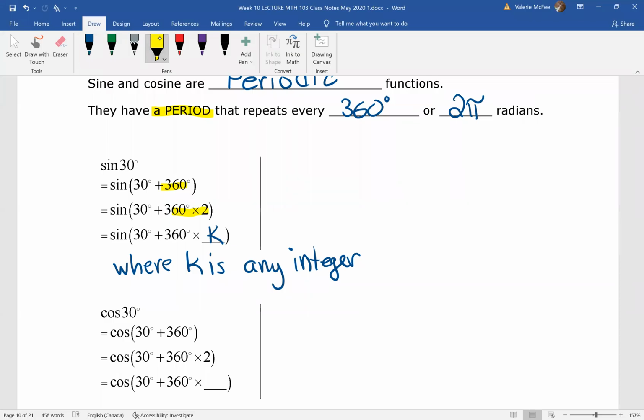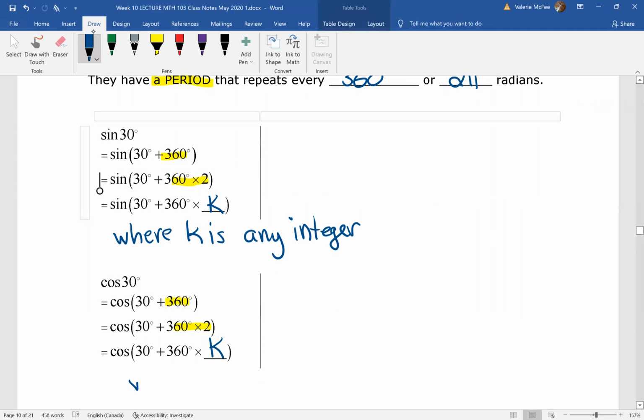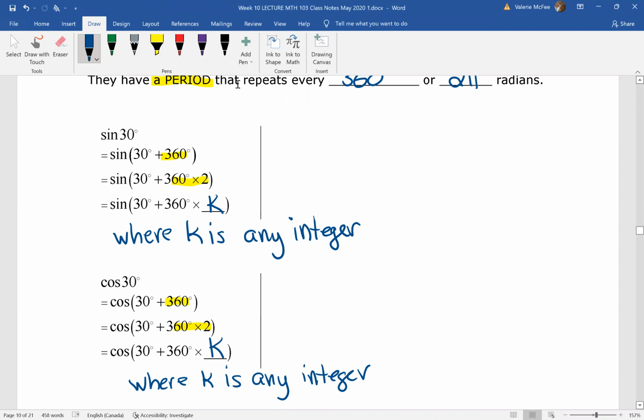We can say the same thing for cosine. 30 degrees plus once around the circle, plus twice around the circle, plus k times around the circle, where k is any integer. Now, why are we saying that k has to be an integer? Remember, integers are whole numbers, 1, 2, 3, 0, and their opposites, -1, -2, -3. That means there are no fractions of a circle, no parts of a circle. We have to go around the circle in a full revolution every time.